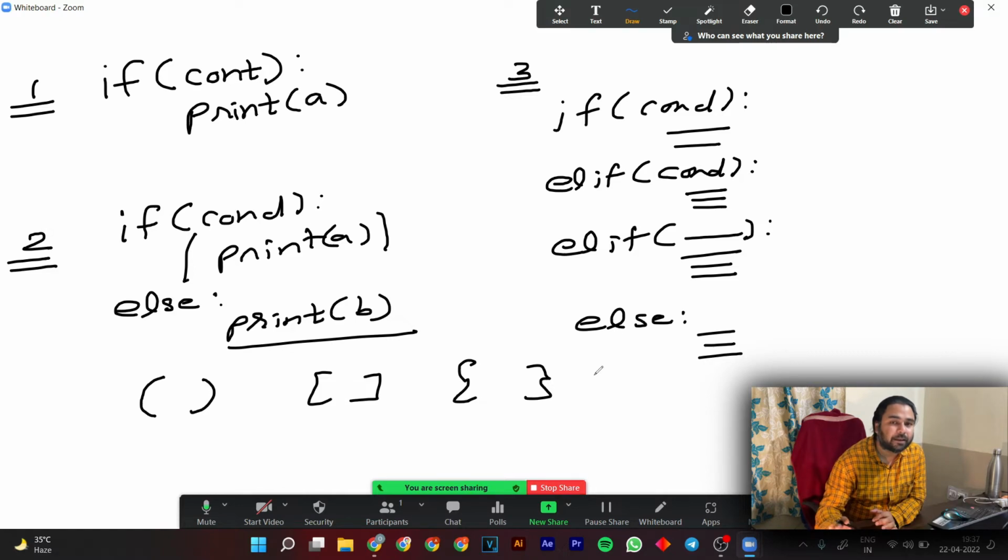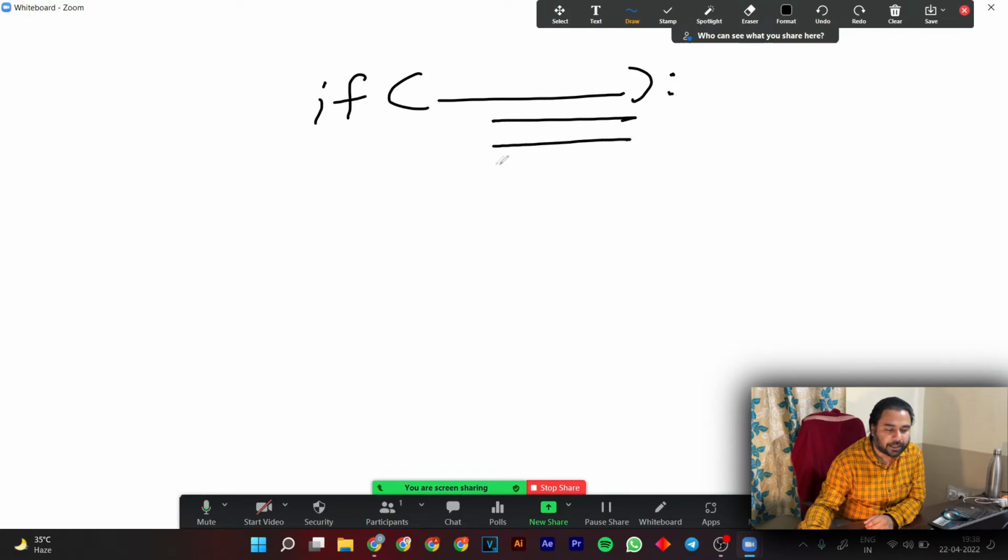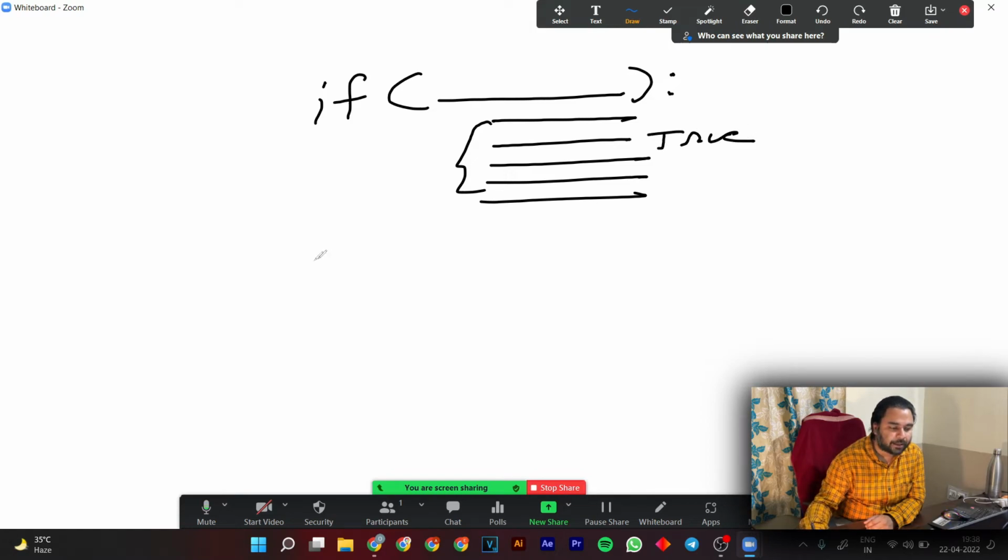So there is nothing like a block starting point symbol and a block ending point symbol. There is only an indentation mark and a colon mark, and that colon mark is actually acting as the control for the starting and ending point of the block. So if someone writes if, a condition here and a colon here, then this area is basically the true part, and this area is neither the true part nor the false part.